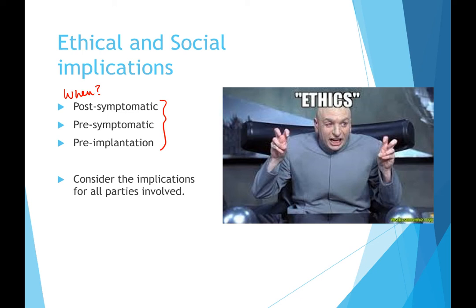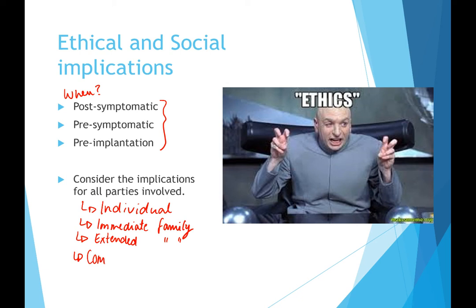And these 3 actually dictate the types of implications we're going to look at and the different parties that might be involved. So certainly the first party we'd look at in terms of different implications might be the individual. What are the implications for the individual person? And then we might look at immediate family, so your parents, your siblings, and then we might even look at extended family. And then we can look at specific communities.